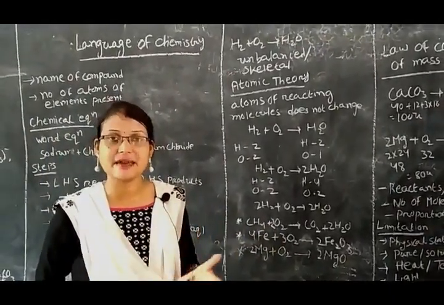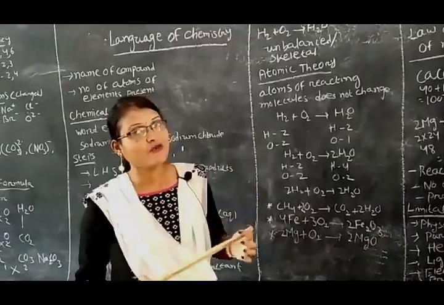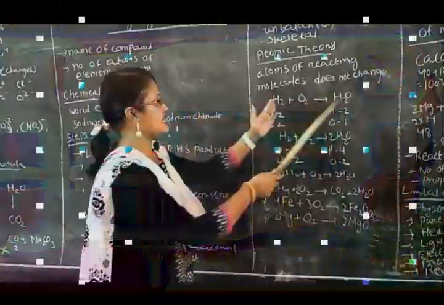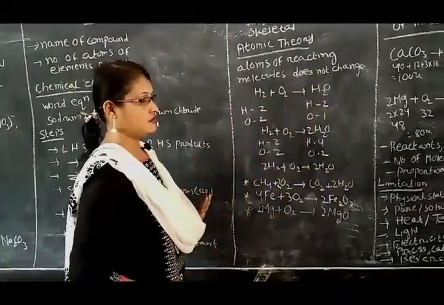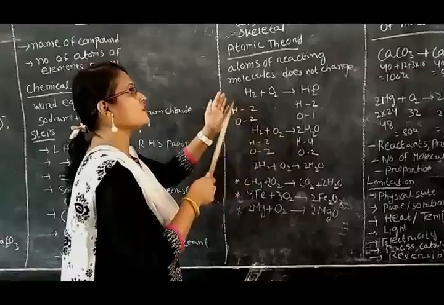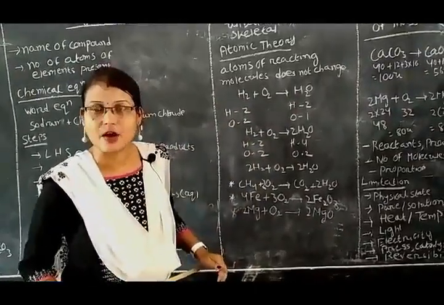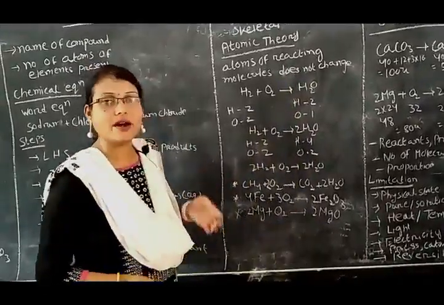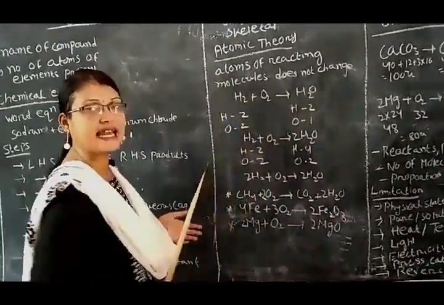Okay, we have to balance the chemical equation. So now we will see how to balance a chemical equation. Suppose this is a reaction. It should be written in the word form. If it is written in the word form, then you have to convert it into skeletal form or unbalanced form. Hydrogen plus oxygen giving you water. Here I have written it in the skeletal form.